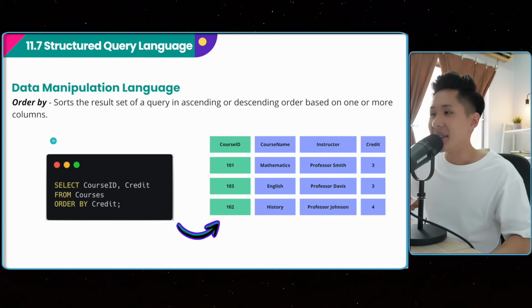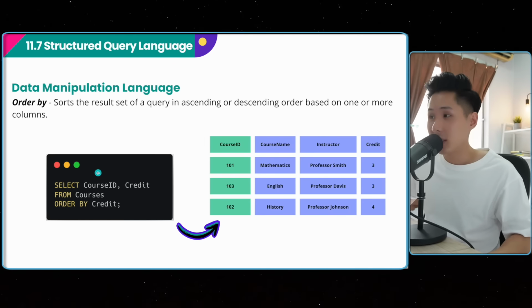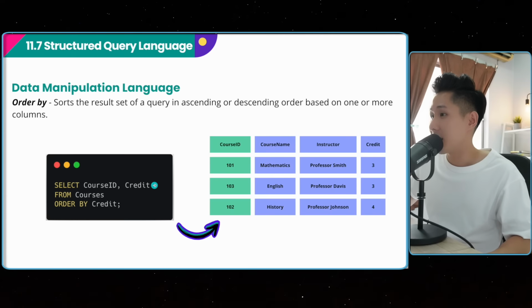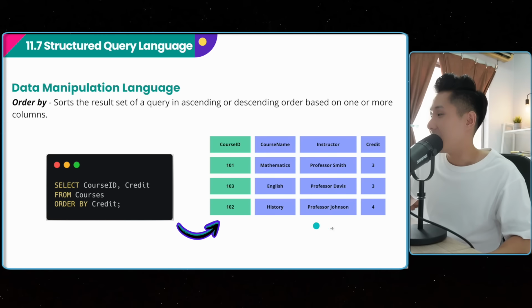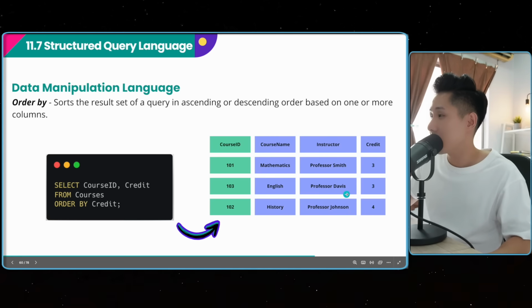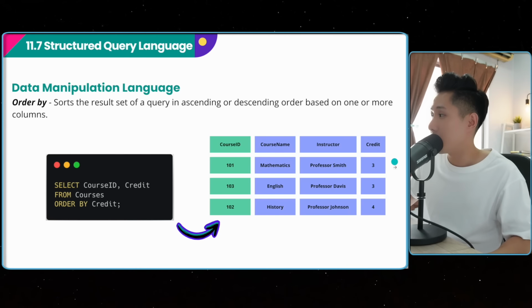Now, we'll learn more and more keywords in this example. Order by sorts the result set of a query in ascending or descending order. So to do it in ascending order, let's say I want to select course ID and credit from courses order by credit. I will get, oh, there's a mistake here. I should be showing course name and instructor. But then you can see that the logical view that is provided has been sorted by credit.